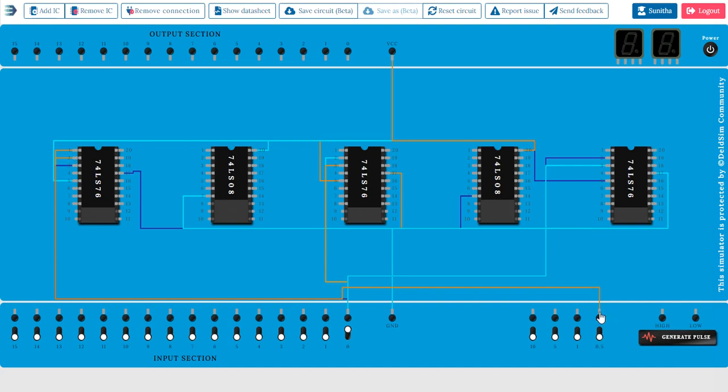uniform interval. Next, for the second 7476 IC I have given a clock input, and for the third 7476 JK flip-flop I have given a clock input. So now we are done with clock, clear, preset, VCC and ground with respect to all the JK flip-flops. Next, look into the connections.